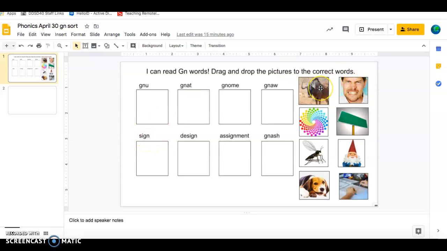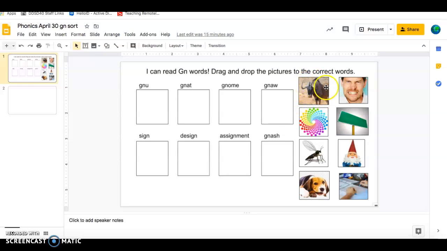Let's take a look at these pictures that you're supposed to drag by pressing down with your thumb on your keypad, and dragging it with your pointer finger over to the box that has the word that matches the picture. Let me show you an example.